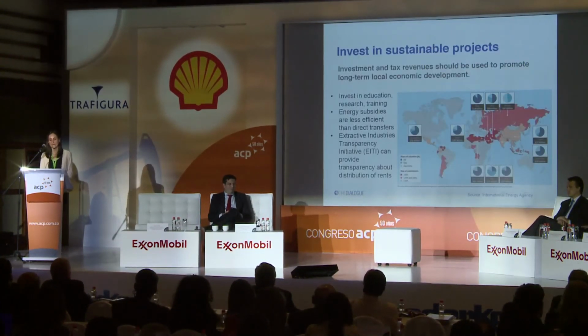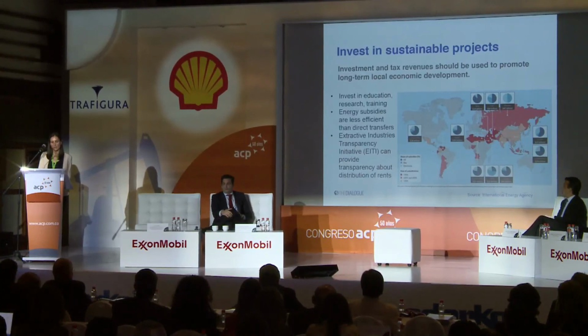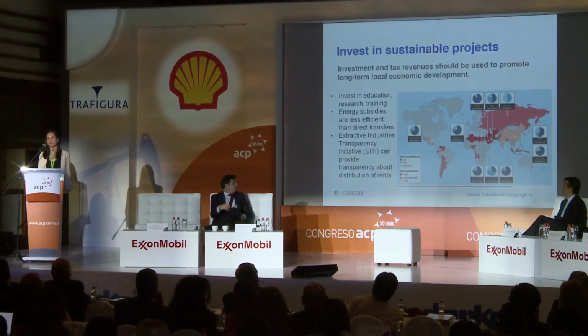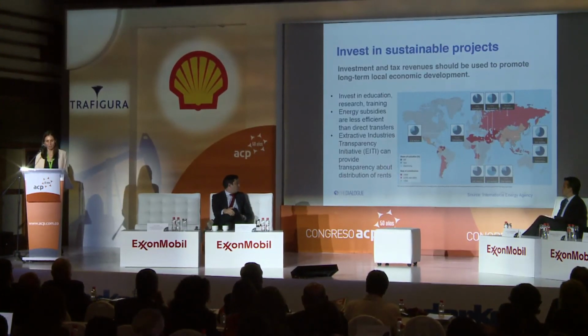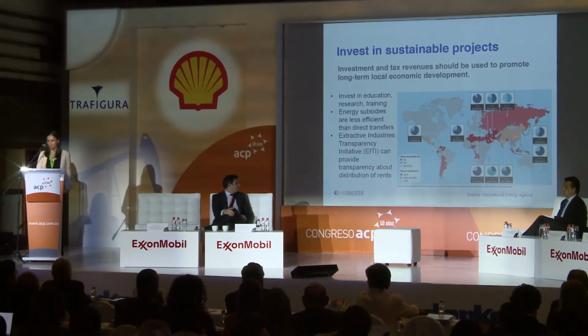And then finally, investing in sustainable projects is really important. This is a very broad way of putting it, but there are a few specific things you could say, like investing in education and infrastructure, as Colombia is doing. I also want to point out that it's usually not a good idea to invest in energy subsidies because that's very wasteful, but a lot of countries do. This map shows it's not just Venezuela. A lot of major oil producing countries all over the world have big oil subsidies for consumers. Transparency is also a way to provide more information about the distribution of rents and avoid some of these challenges. So I will conclude with that.